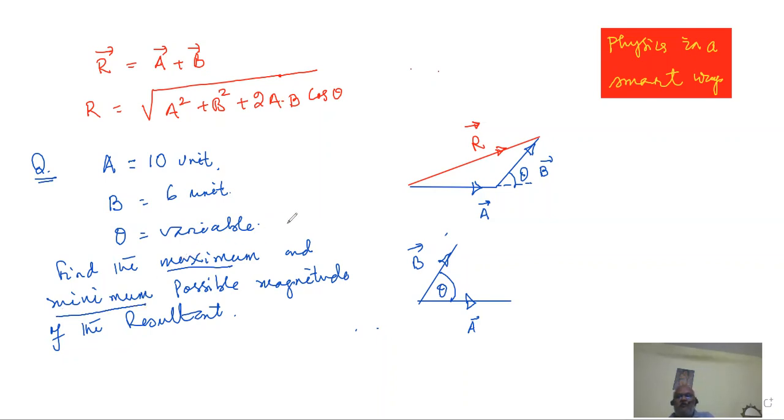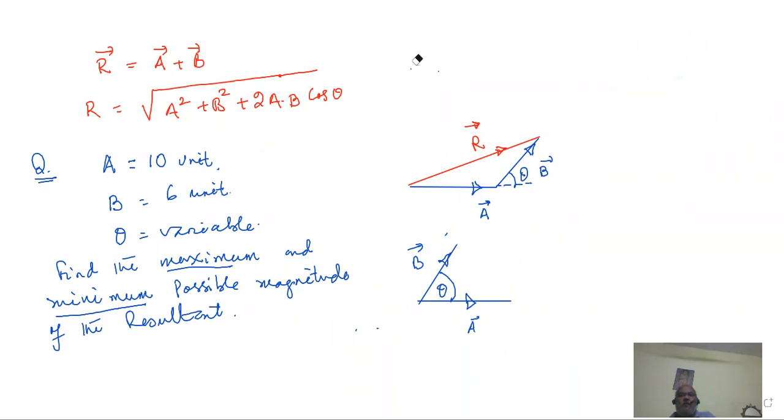So now we go to our approaches. Solution. I think the question is there. If you go to the solution, let me clear up some space. Solution, first way: a student can pick up the formula. Whatever may be the case, resultant magnitude will be the square root of a square plus b square plus 2ab cos theta.